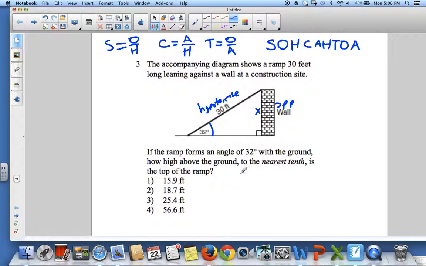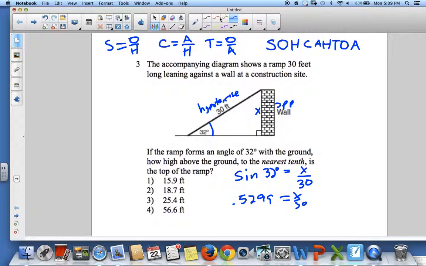So I write my equation. Sine of 32 degrees equals the opposite. The opposite of 32 degrees is x here in the triangle, over the hypotenuse, which is given to me to be 30. So a couple of things I can do. I'll say the sine of 32 is 0.5299, equals x over 30.